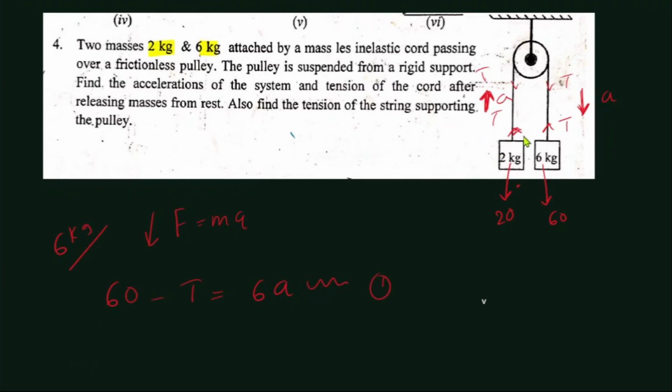And then for the 2 kilogram object, we are going to apply F equals ma in the upward direction. What is the upward force? The upward force is capital T. The downward force is minus 20. What is its mass? 2 kilogram. What is its acceleration? a. So this is the second equation.